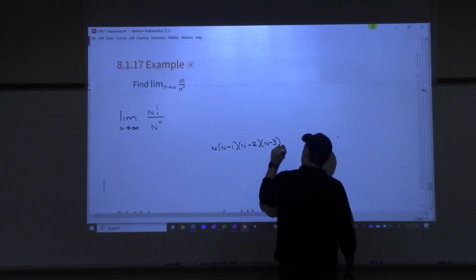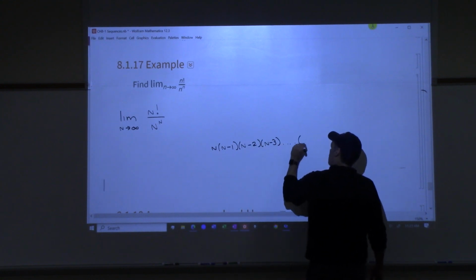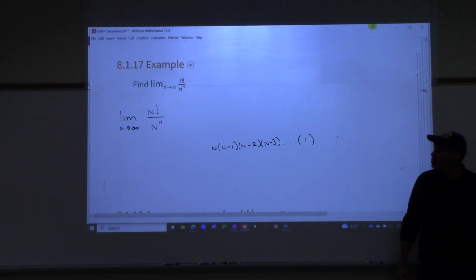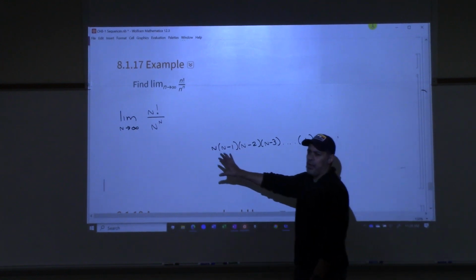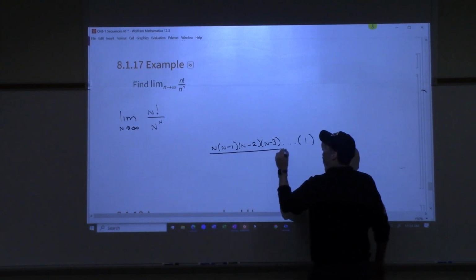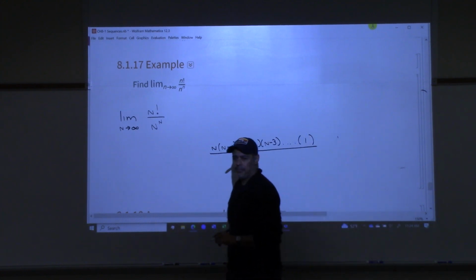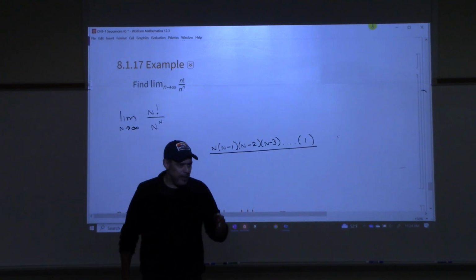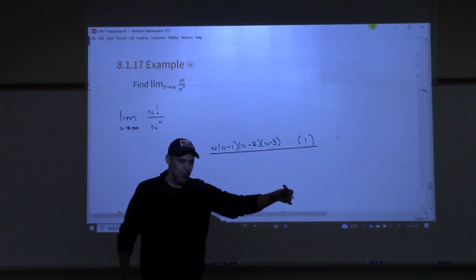This is the definition of n factorial, and I do that all the way till I get to 1. That's what n factorial means. I'm not even taking the limit right now, just looking at this expression. And on the bottom, what does n to the n mean? n times n times n, and so on. How many n's? n of them, right?